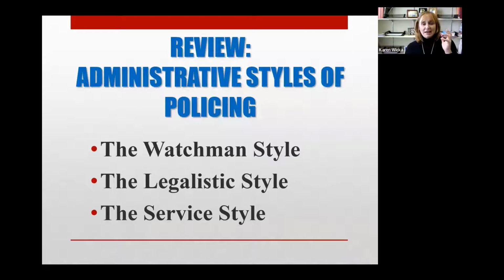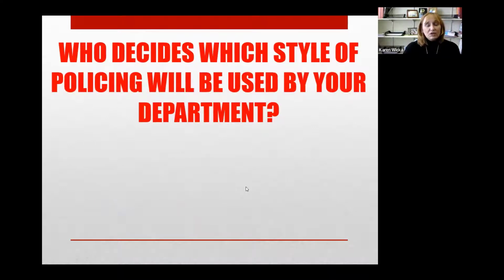So the head of your department is really going to choose the tone of how that department is going to run. If you choose a leader with the Watchman style, that's how your department's going to be run. If it's a legalistic style, that's how it's going to run. If it's more service or community oriented, that's how your organization is going to be run.